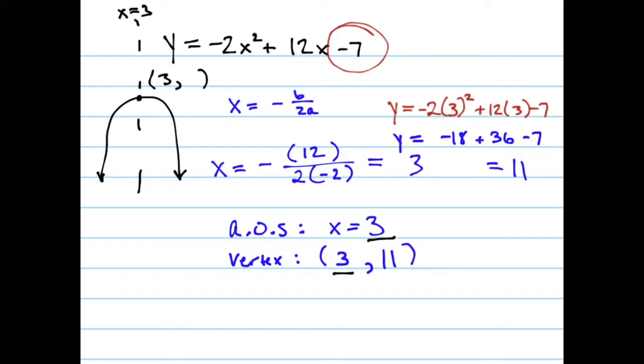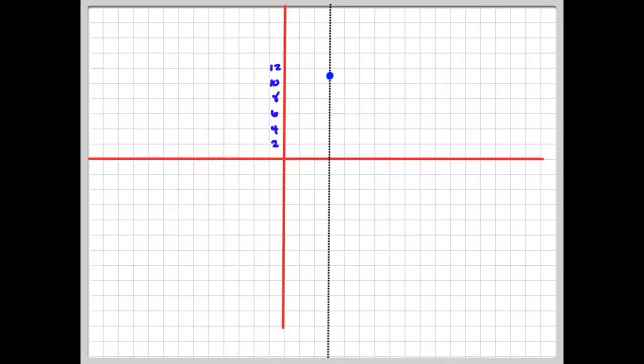Remember, if I plug in 0 for x, my first term disappears, right? Because I got negative 2 times 0. Second term disappears because I got 12 times 0. c is my y-intercept. So it's going to cross my y-axis at negative 7. So here's my y-intercept.